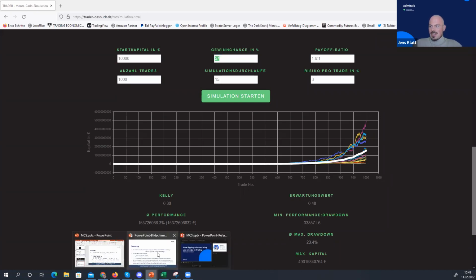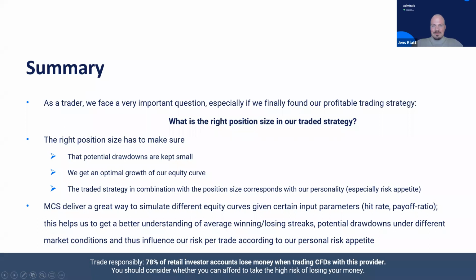So, okay, let's come to the summary for today. First of all, as a trader, we face a very important question, especially if we finally found our profitable trading strategy. What is the right position size in our traded strategy? The right position size has to make sure that potential drawdowns are kept small. This is usually the first way we look at this, but we also want to see an optimal growth of our capital, because all the pain we want to be paid for.